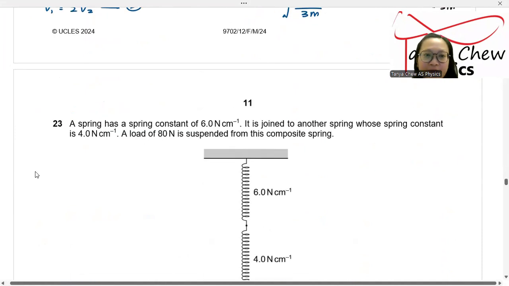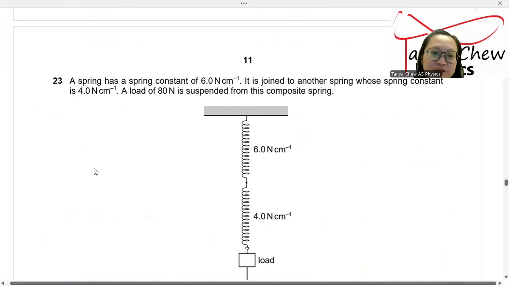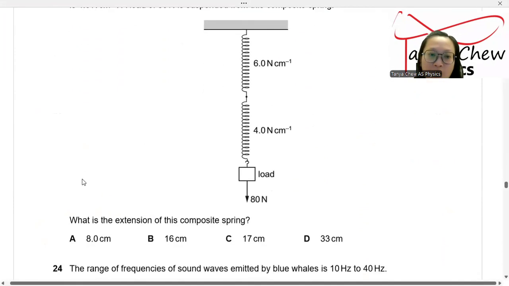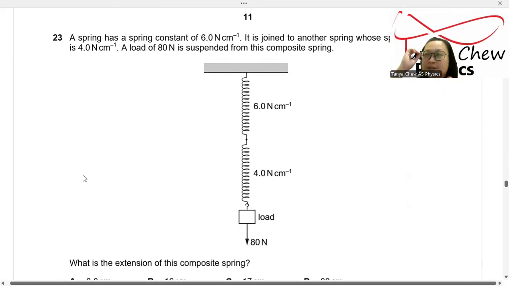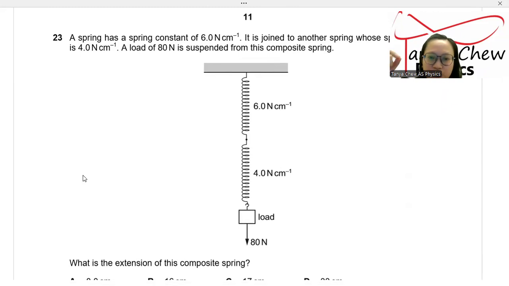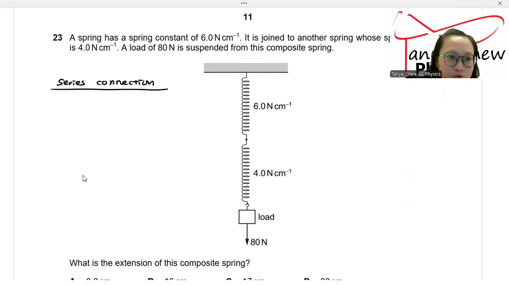Right? 23. A spring has a spring constant of 6 Newton per cm. It is joined to another spring whose spring constant is 4 Newton per cm. A load of 80 Newton is suspended from this composite spring. What is the extension of the composite spring? Now, when the two springs are connected one end to another, this is called series connection. How do you find the total spring constant? Total spring constant will be 1 over 6 plus 1 over 4, inverted. So the total spring constant is 2.4 Newton per cm.